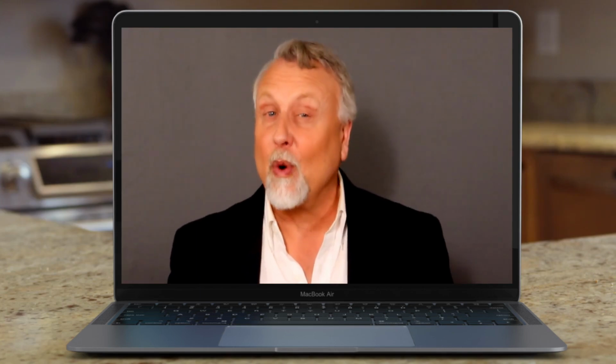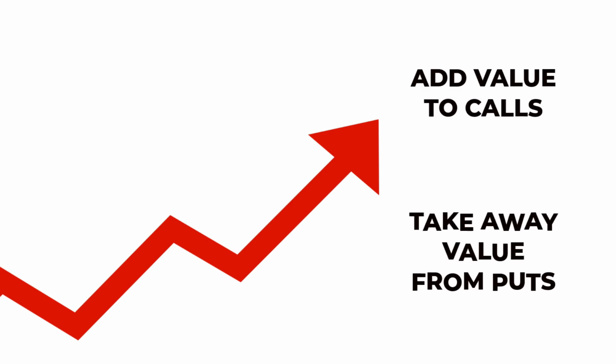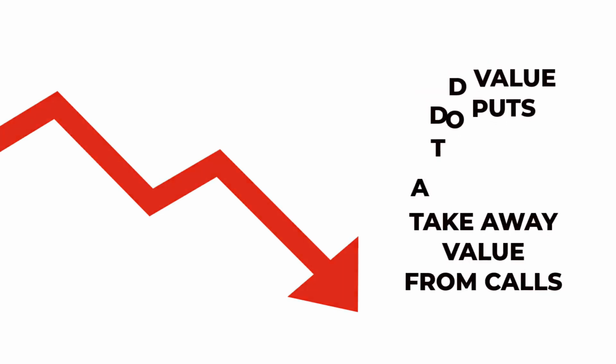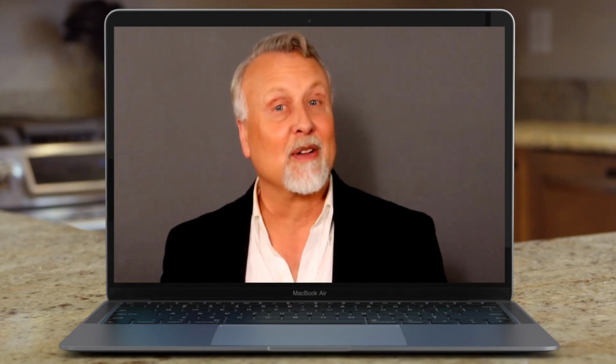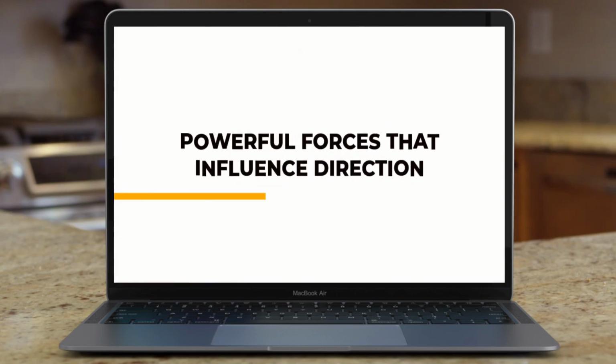The first and most important influence on an option's price is the direction of the underlying. Rising stocks add value to calls and take away value from puts. And the opposite is true as well. Falling stocks add value to puts and take away value from calls. And as we've already talked about, there are some powerful forces that influence direction.